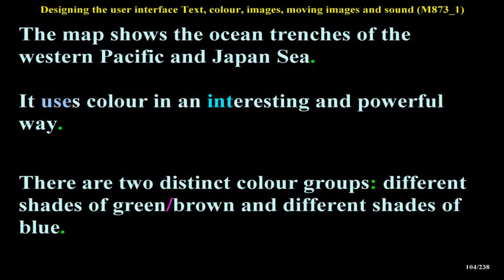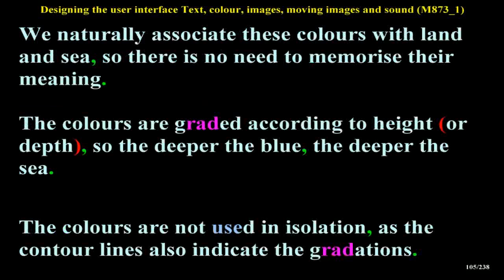There are two distinct color groups: different shades of green and brown, and different shades of blue. We naturally associate these colors with land and sea, so there is no need to memorize their meaning. The colors are graded according to height or depth, so the deeper the blue, the deeper the sea. The colors are not used in isolation, as the contour lines also indicate the gradations.